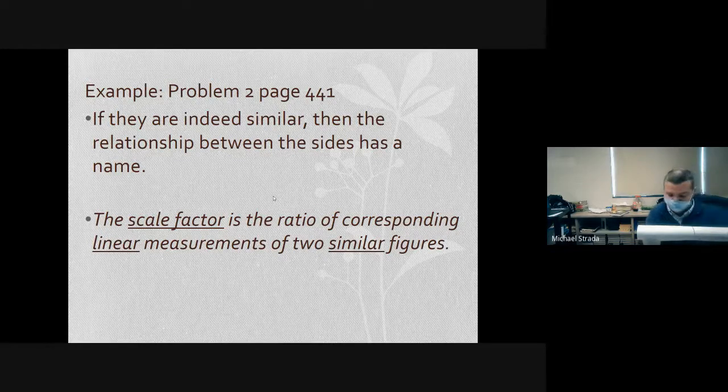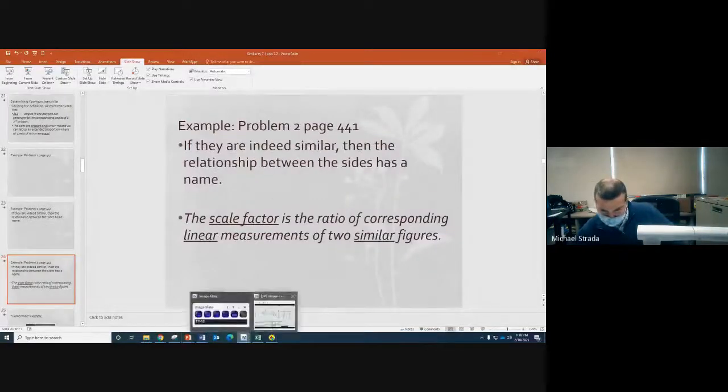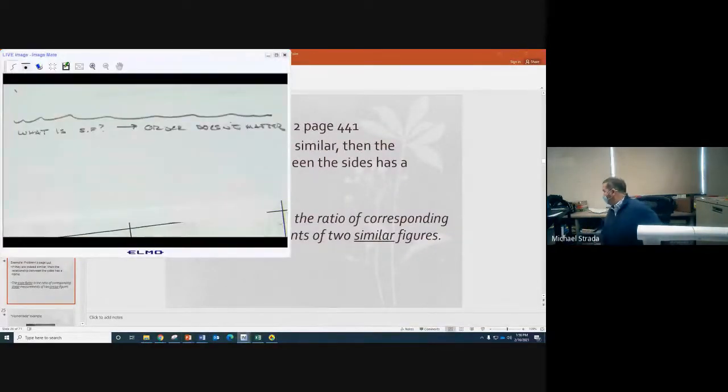When they say, what is the scale factor? Order doesn't matter. That's what Michael was just talking about. So if they just say, what is the scale factor? Order doesn't matter.